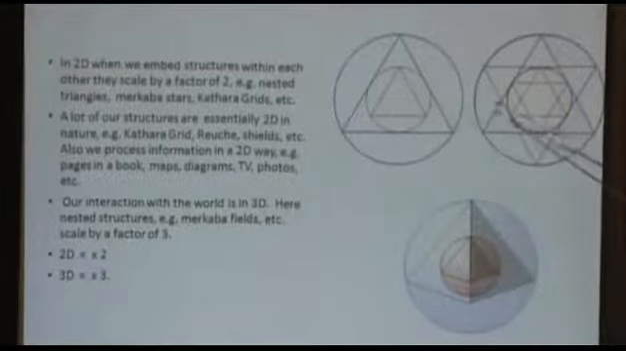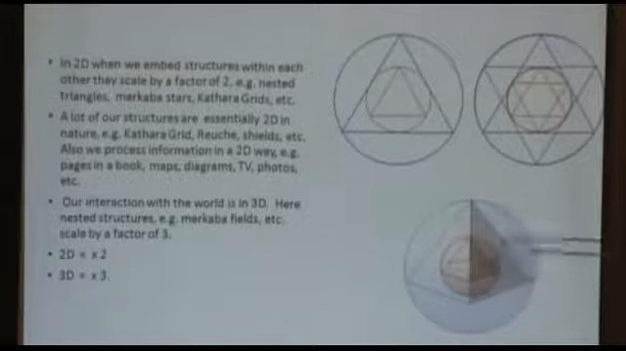Two-dimensional Merkaba star, the full two-dimensional Merkaba star, and scale it down so that it fits in the center, there's a scaling by a factor of 2. Also, if we take Katara grids and nest Katara grids within each other, they will scale by a factor of 2. So this scaling by a factor of 2 has a connection to the scaling factor for the crystal spiral.